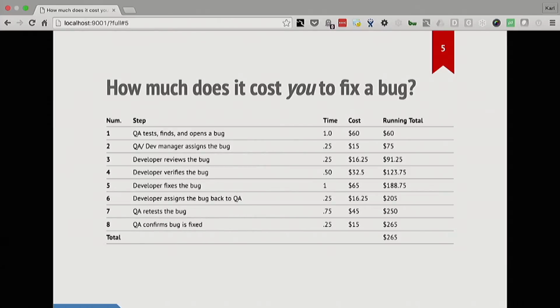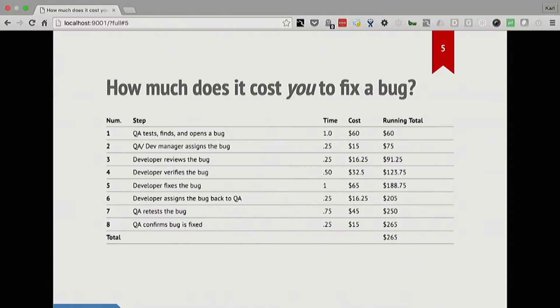A QA tester finds and opens a bug during the test process. So not only do they have to find the bug, but they have to log the issue. They have to make sure that they can replicate it, and so on. I put that in as an hour. The QA or dev manager is going to assign the bug to whoever the developer is to fix it. The developer reviews the bug and verifies that the bug actually exists. The developer fixes it and assigns it back to QA. QA tests and retests it, confirms the bug is fixed, and the issue is closed. That's $265. And I think we'll see here some disparities in terms of what we think the time is going to be for some of these things.